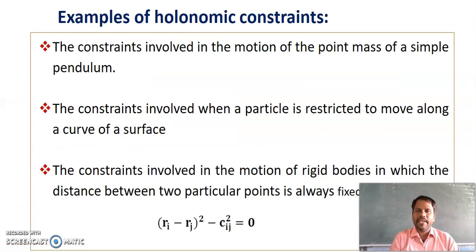Examples of holonomic constraints. The motion of the point mass of a simple pendulum is an example of holonomic constraint. The constraint involved when a particle is restricted to move along a curve or a surface is a holonomic constraint. The distance between two particles in the motion of a rigid body is an example of holonomic constraint.